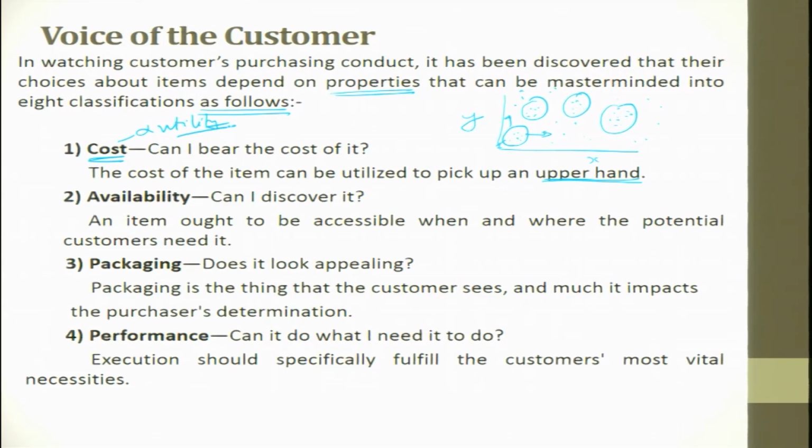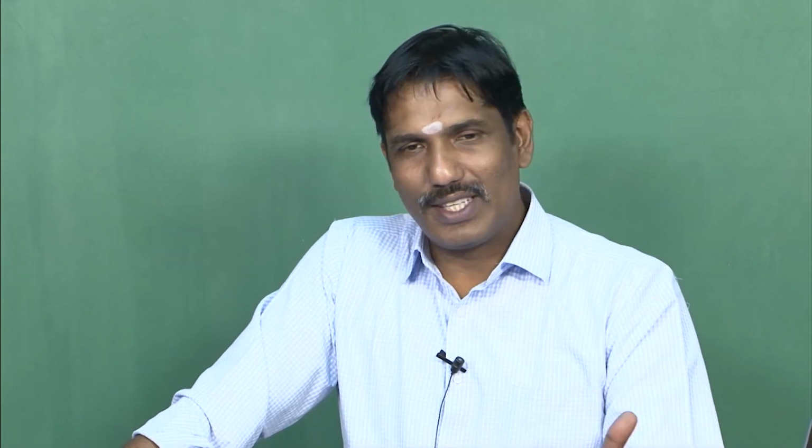Okay. Next is availability. Can I discover it? An item ought to be accessible when and where the potential customer needs it. Availability is something, for example, very close to a school. If I put an ice cream shop, or if I put a stationery shop, I am going to succeed in the business, because the people will always look for availability.